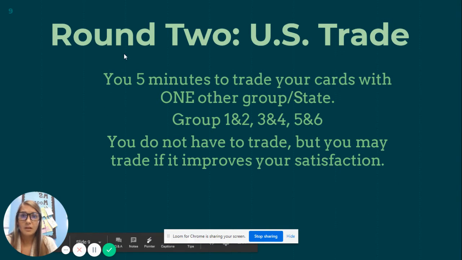The second round is U.S. trade, so you guys are going to be able to trade within other states. So you have 5 minutes to trade your cards with one other group. I'm going to put you in breakout rooms as well, and you don't have to trade if you don't want to. So if you really, really love your card that you first got and you don't want to trade it, you don't have to.